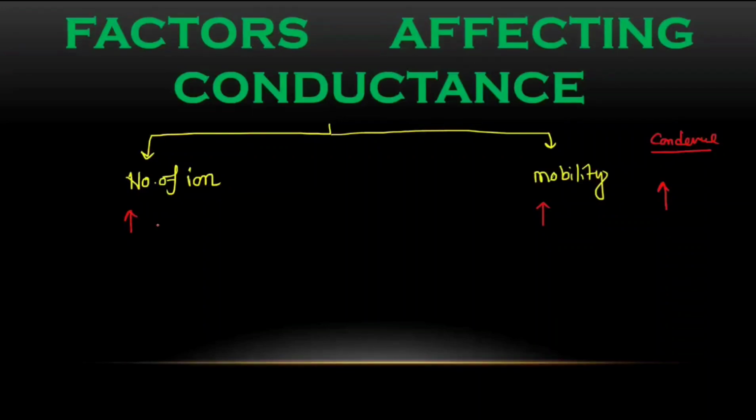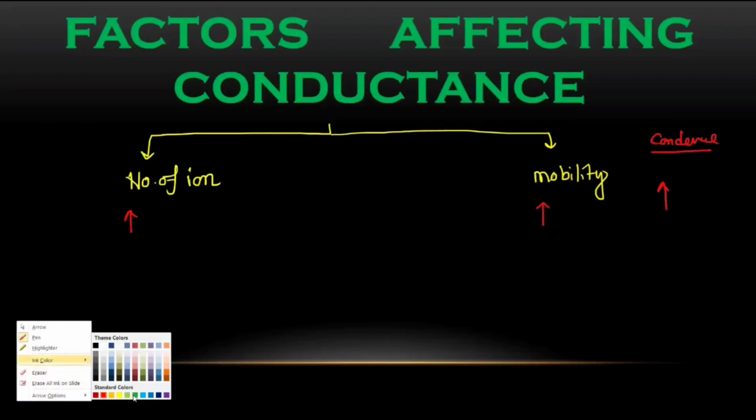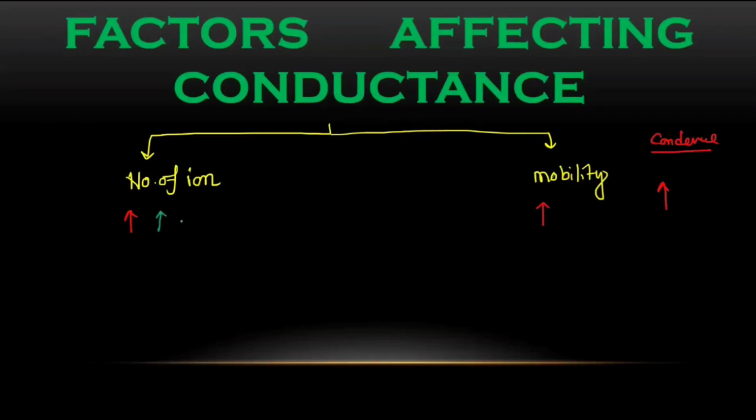Now the next point: we will take all the cases. If number of ions increases and mobility decreases, then what will happen? Then also conductance will increase. Among these two parameters, this is the important one. So this result shows if number of ions increases and mobility decreases, then conductance increases. This shows among these two parameters, number of ions has more impact on affecting conductance, right?